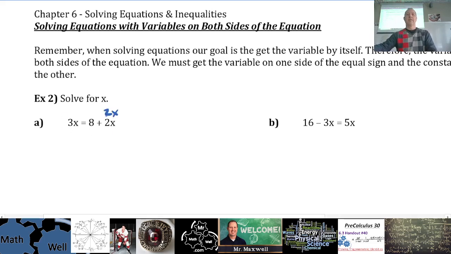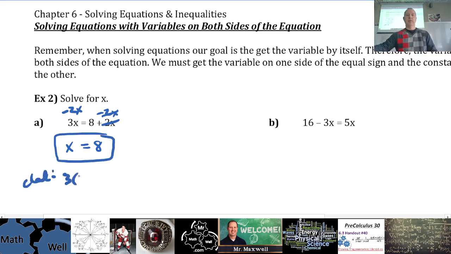Minus 2x for both sides. Minus 2x. So bring the smaller one to where the bigger one is, because this is now going to be a positive x on this side. You see that? 3 minus 2. Those are gone. x equals 8. And as it happens, you don't have to do any more. That's it. x is by itself. It's positive in the numerator. We're good.